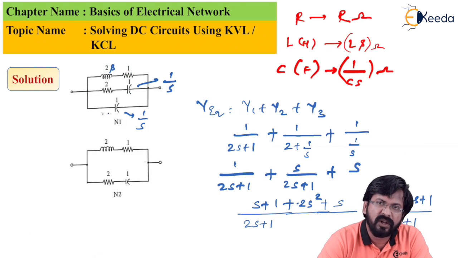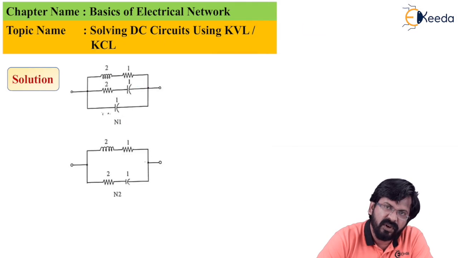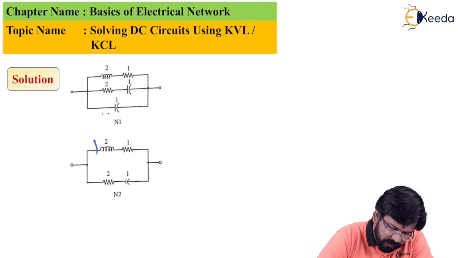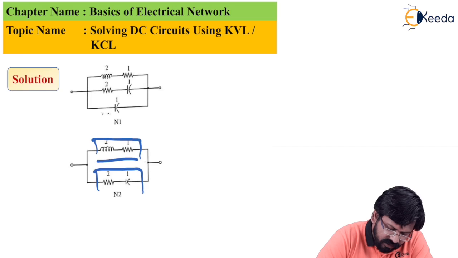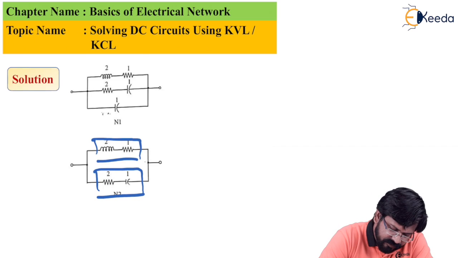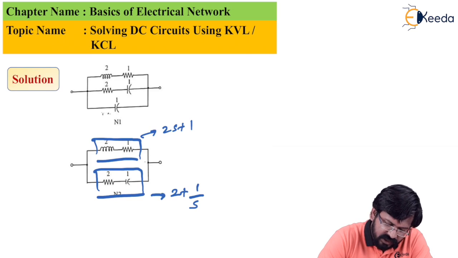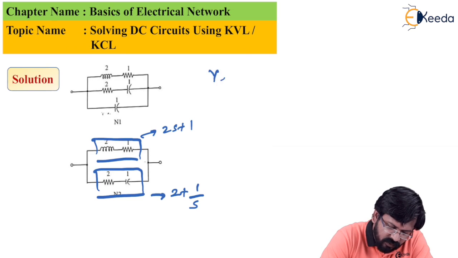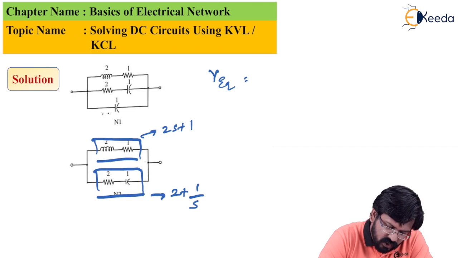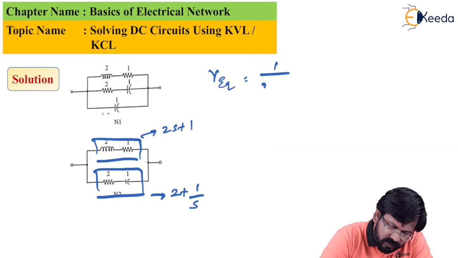Likewise, we will now try to solve network 2 also. Solving for network 2, as you can see, there are two impedances connected in parallel. I can represent this as 2s plus 1, and this impedance can be taken as 2 plus 1 by s. So 2s plus 1 in parallel with 2 plus 1 by s. Rather, I can calculate Y equivalent for this as Y1 plus Y2. So Y1 will be the inverse of this, which is 1 upon 2s plus 1, plus the inverse of this will be 1 upon 2s plus 1 whole divided by s, which comes up here.